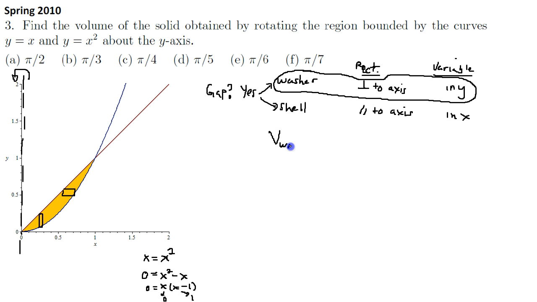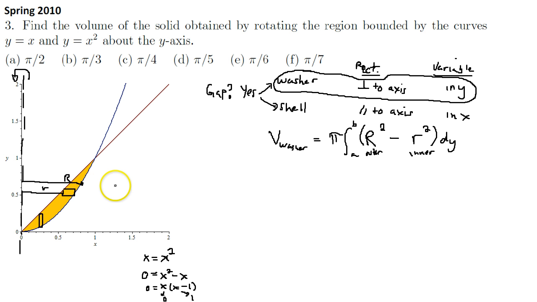The volume for a washer is equal to pi times the integral from some a to b of the outer radius squared minus the inner radius squared. This is my outer radius and this is my inner radius. And it's going to be dy for us. How do you get the outer and inner radius? Well, the inner radius comes up and just meets your rectangle, and the outer radius goes all the way through and gets to the end of your rectangle.